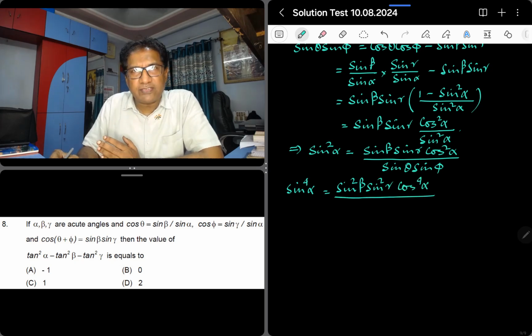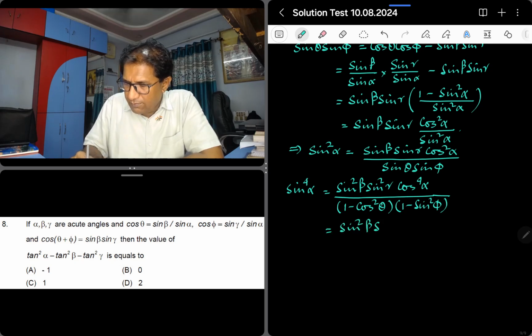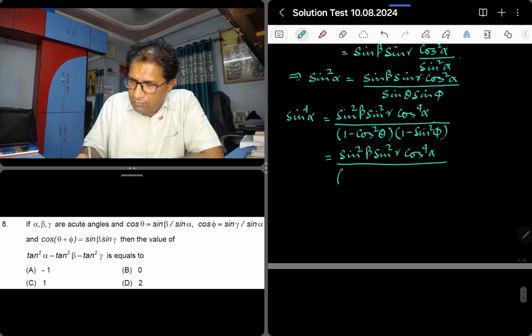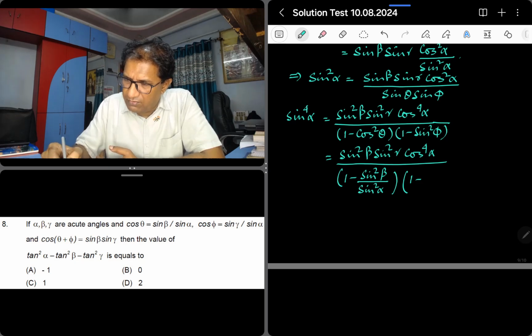In the denominator we will have sine square theta, sine square phi. Sine square theta can be written as 1 minus cos square theta. Similarly, 1 minus sine square phi. Now, cos theta we know that we are having basically 1 minus cos square theta. I will replace this thing by, and sine square phi I will replace this thing by, I'm sorry, this thing will be cos square phi.